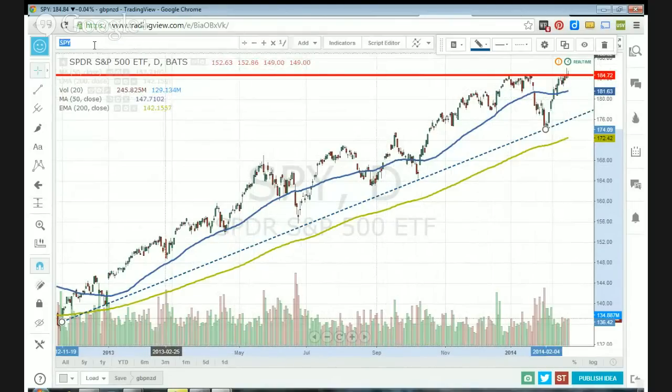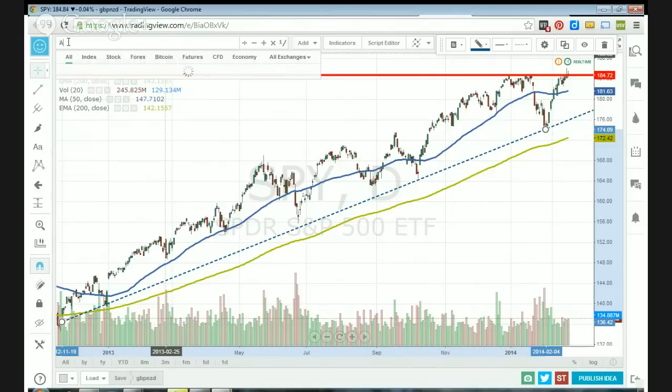But getting on to the Forex pairs, I don't have any positions on in the S&P 500. I do have 2 Forex trades on at the moment. One of them is Aussie yen.